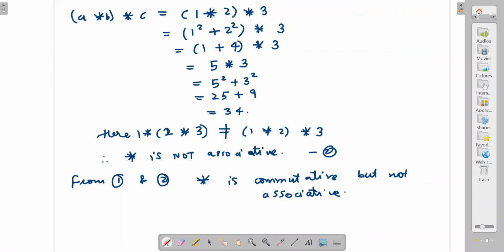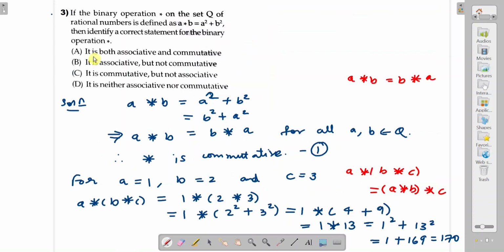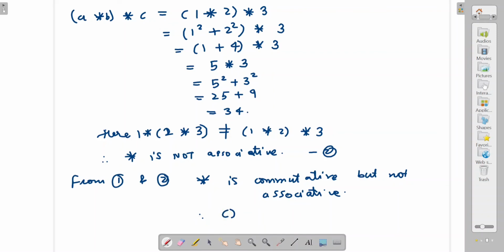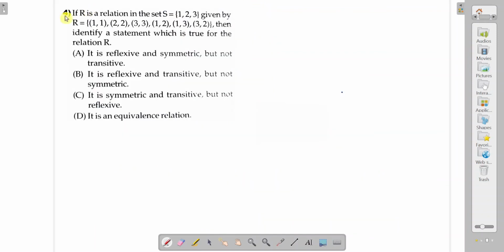So which option is correct? Let us check. It is commutative but not associative, so option C. Option C is the correct option. Okay, that was problem 3.